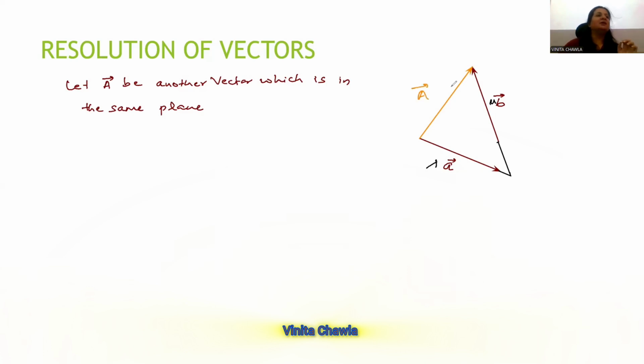Now, because this is the resultant vector, how do we write resultant vector? If we have two vectors, this is one vector, this is another vector, right? This is vector P and this is vector Q. Then how do we write resultant of these two vectors? As vector P plus vector Q. So here also we can write the resultant of these two vectors as vector A, and it is equal to lambda vector A plus mu vector B.